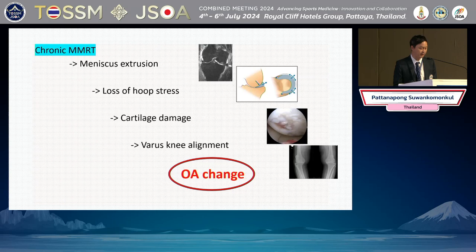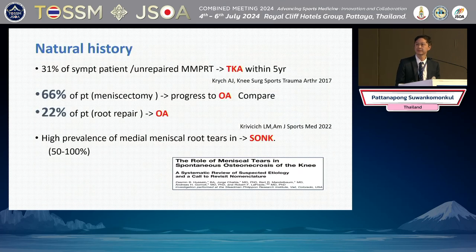So what are the sequelae of a chronic root tear? There will be meniscus extrusion, followed by loss of the hoop stress, cartilage damage, and ending up with OA change. So the natural history: in unrepaired symptomatic cases, about 30% will proceed to TKA within 5 years, and about 66% in cases of meniscectomy will progress to OA, compared to the root tear at just 22%.